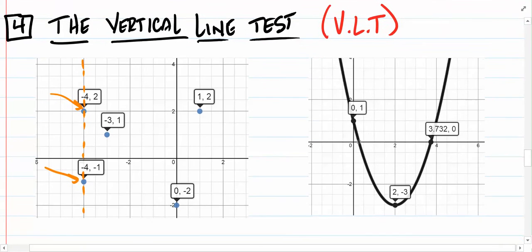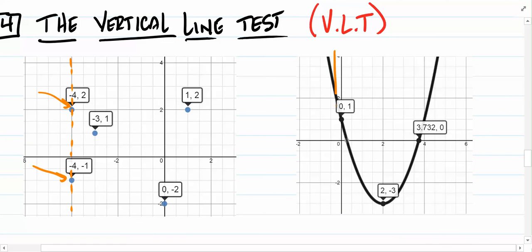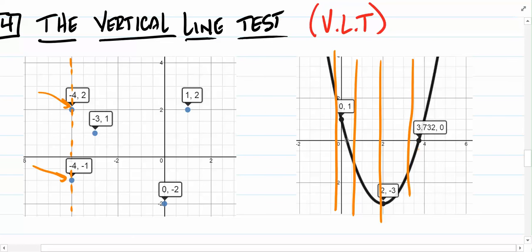However, if you looked over here at the parabola, for any vertical line that you could draw from left to right, you would only intercept one point on the graph at a time. They'd be here, here, here, here, and here. So this one passes the vertical line test, so that must mean that the graph is a function. This one does not pass the vertical line test, so that tells me that that relation is not a function.